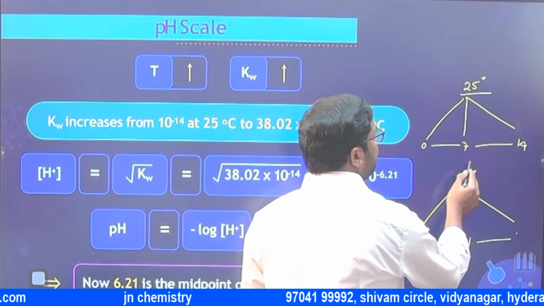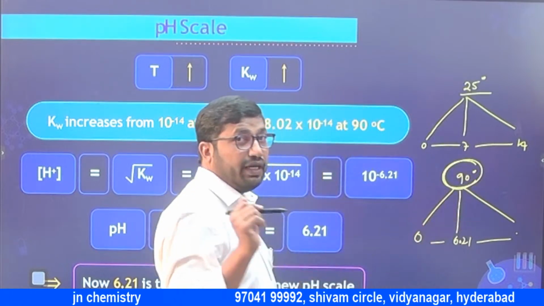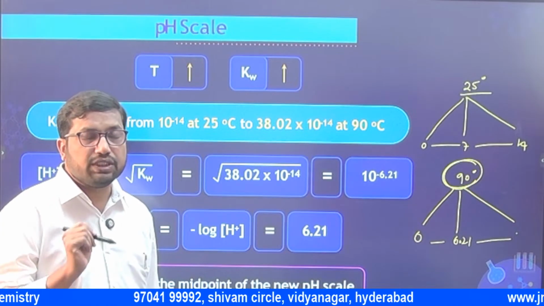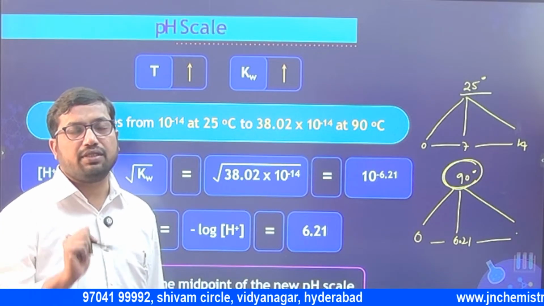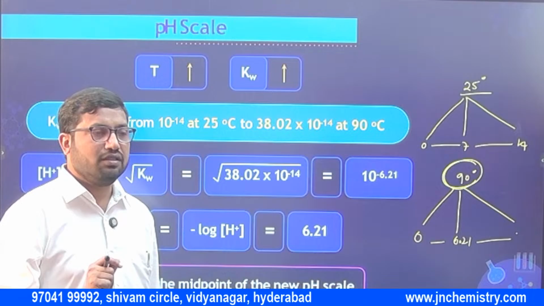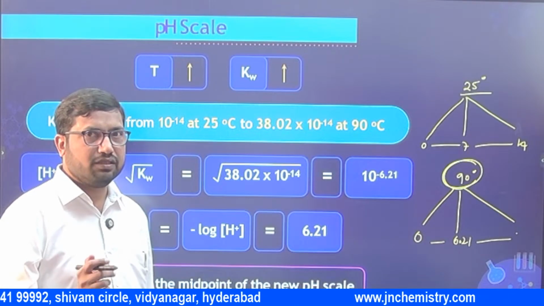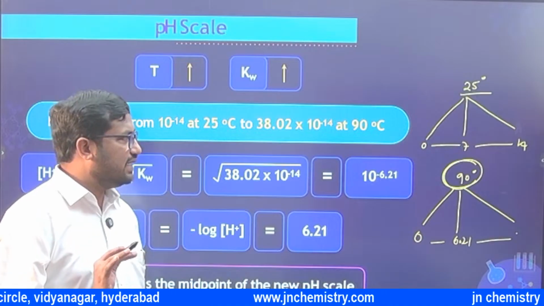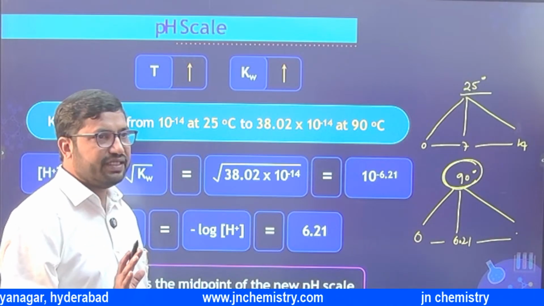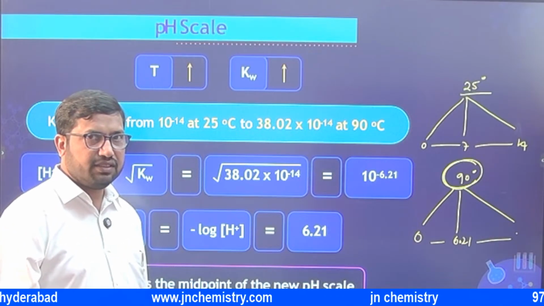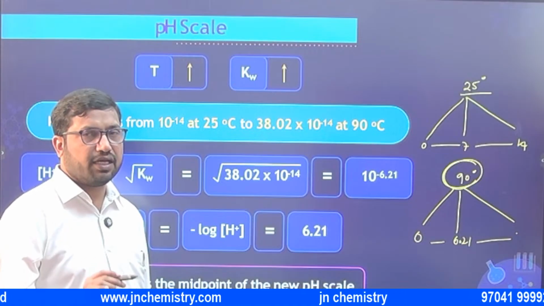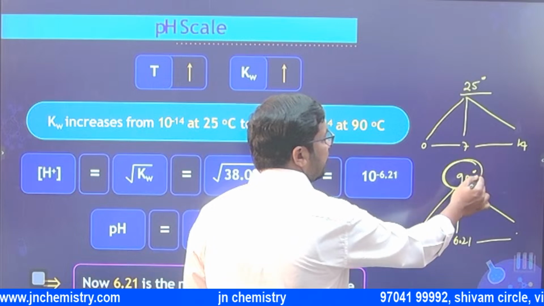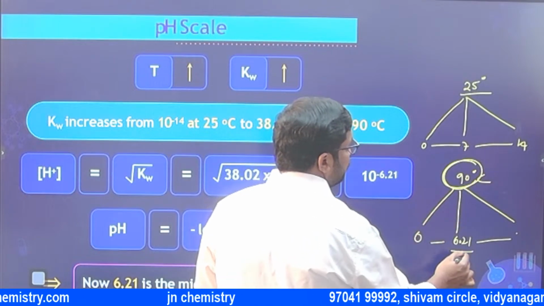Here is one important question they'll ask. At 90 degrees centigrade, the pH is 6.21. Is the solution acidic, basic or neutral? They'll ask the question like that. Now tell me the answer. At 90 degrees centigrade, pH 6.21 means neutral.